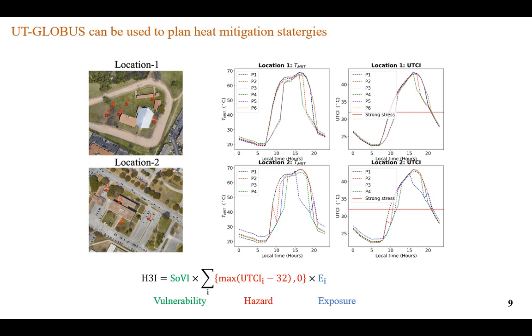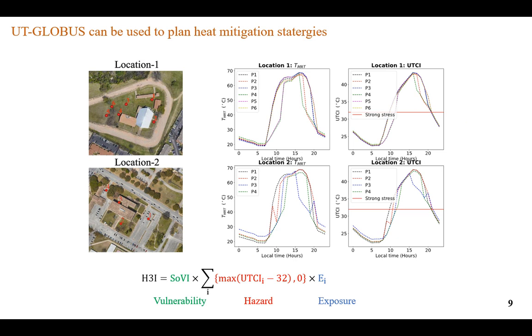So how can we use this Globus data set for decision making or even planning heat mitigation strategies? We came up with this index called the Human Heat Health Index, or H3I. What I'm going to focus on here is just the hazard, which we define as the UTCI, calculated using the Globus buildings and trees. Right now we are using the LiDAR trees, but we have a project where we are also calculating the tree heights.